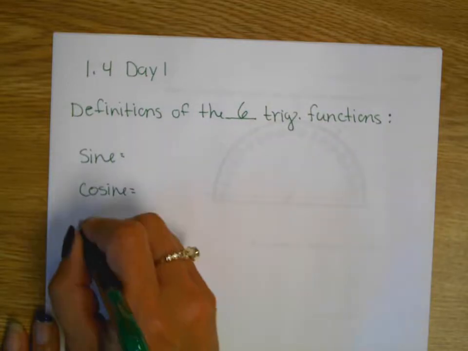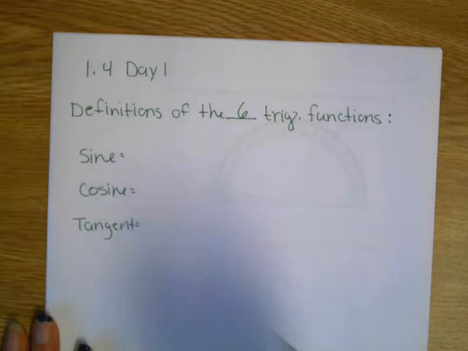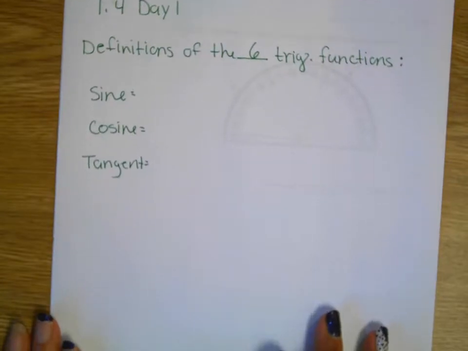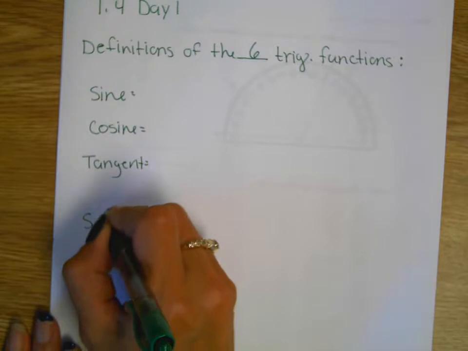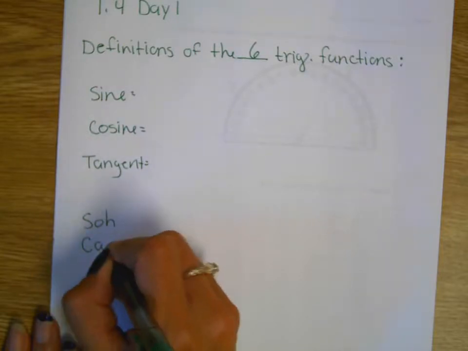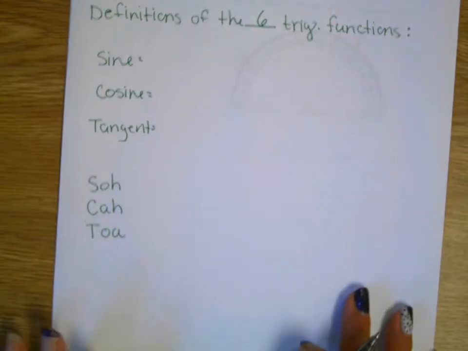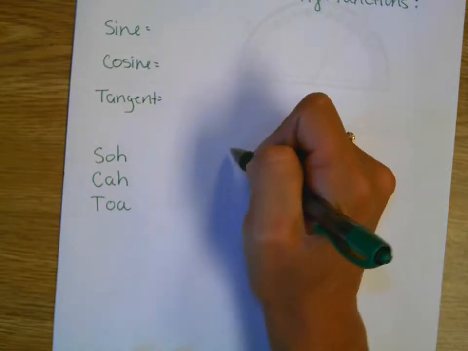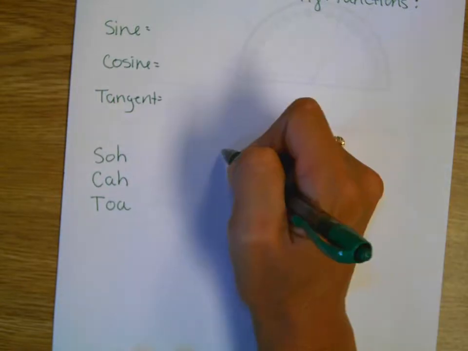So I'm going to come back in and fill this stuff in. Tangent. And then what was the phrase that helped you remember? Because it was always right triangles, you stood at an angle. SOHCAHTOA. Nobody forgets that, right? Opposite, hypotenuse, adjacent, hypotenuse, opposite. You remember all that. That's very good.